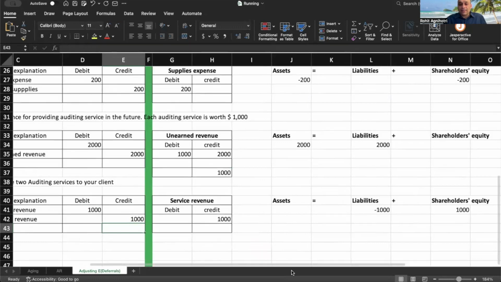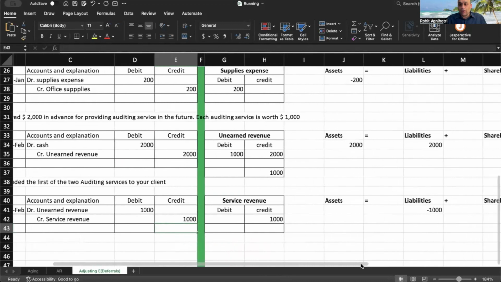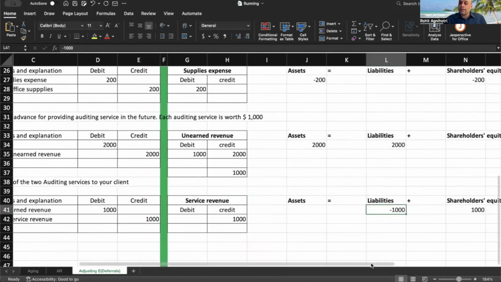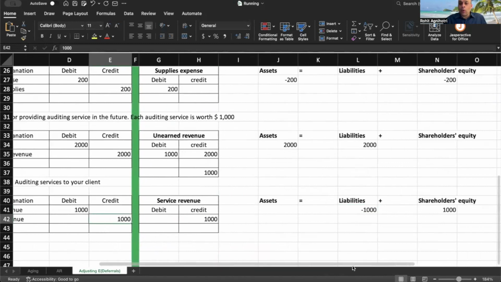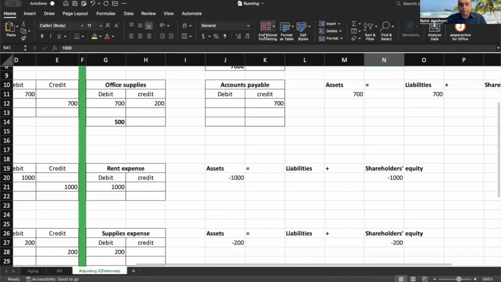Your liabilities went down $1,000 because you had provided $1,000 worth of service. Liabilities have gone down, and at the same time, shareholders' equity went up $1,000. So nothing changed. Your right side of the balance sheet increased and decreased with the same amount. So nothing changed. Net zero. Okay. These were some examples of deferral entries.